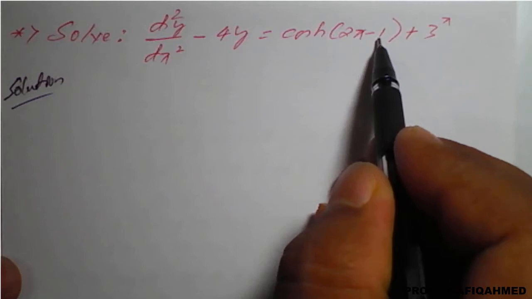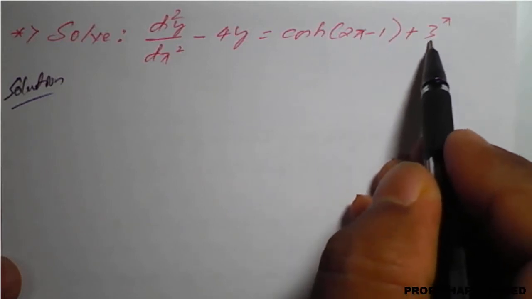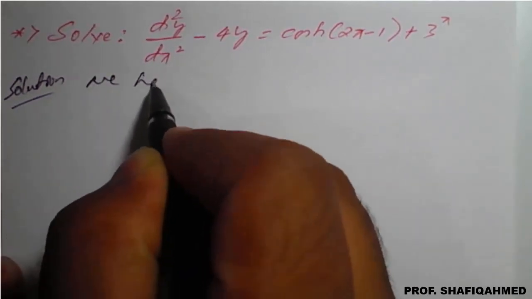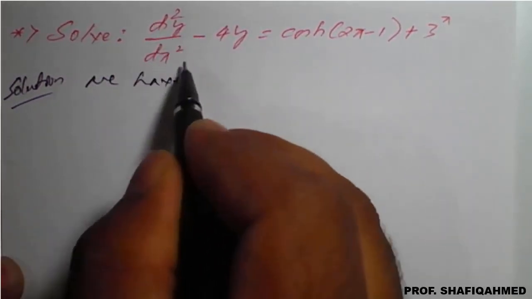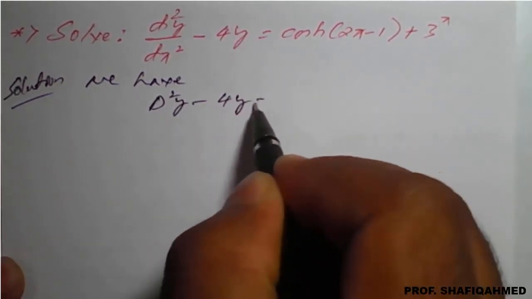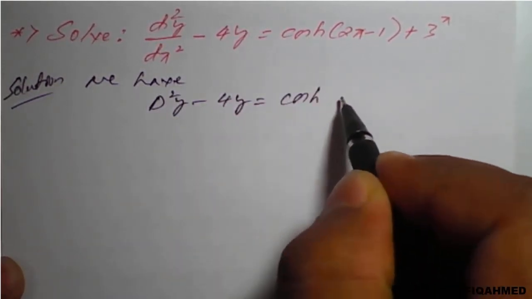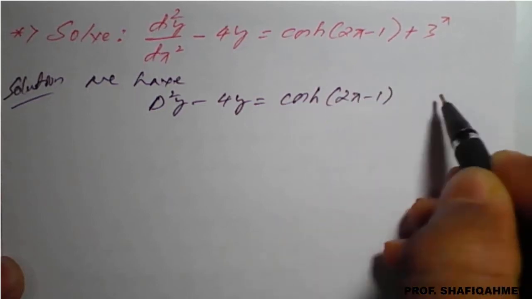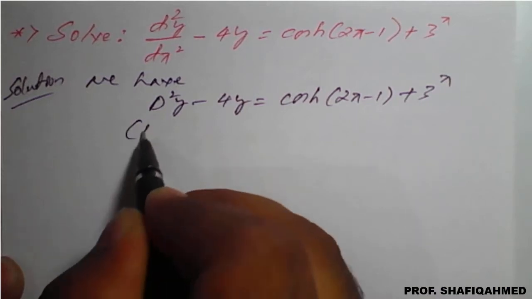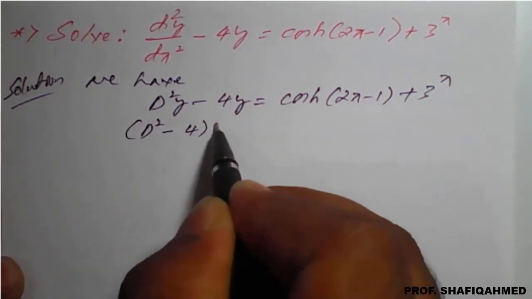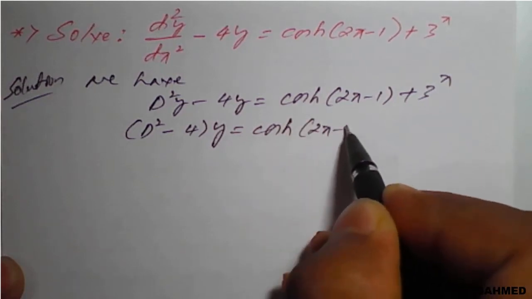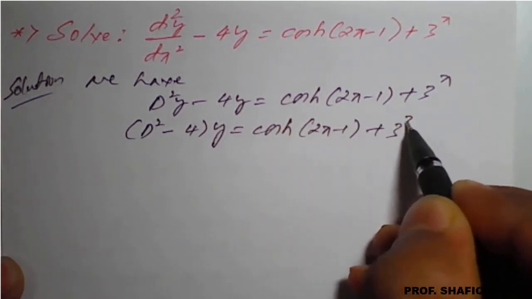So the above expression we can write as d square y minus 4y equal to cos hyperbolic of 2x minus 1 plus 3 raised to x. So here it will become (d square minus 4) of y is equal to cos hyperbolic of 2x minus 1 plus 3 raised to x.